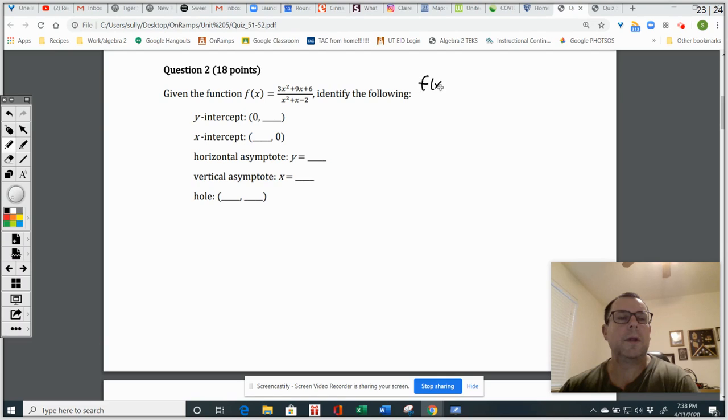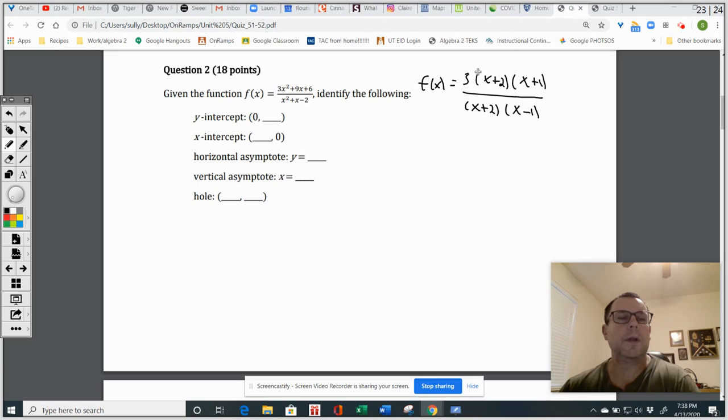And we know that f of x, I'll factor a 3 out on the top. So factor out a 3. And so that's going to leave us with x squared plus 3x plus 2. And so that's going to factor as x plus 2 times x plus 1. And the bottom is going to factor as, we're looking for two numbers that multiply to -2 and add up to 1. So that's going to be x plus 2 times x minus 1.